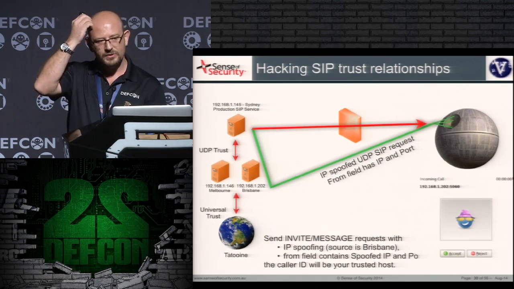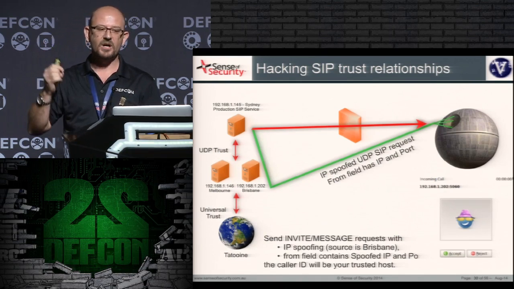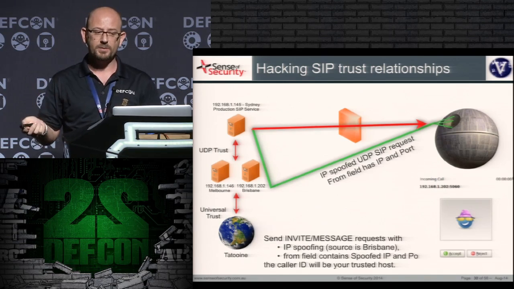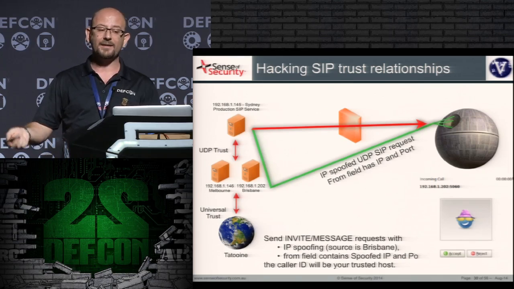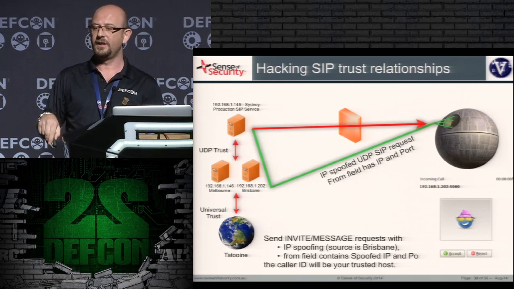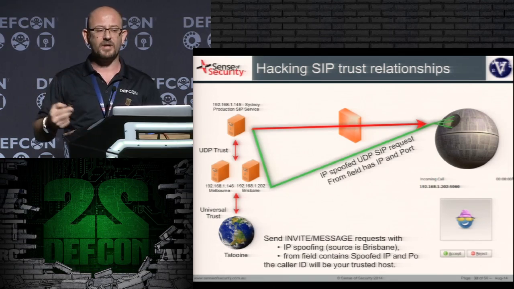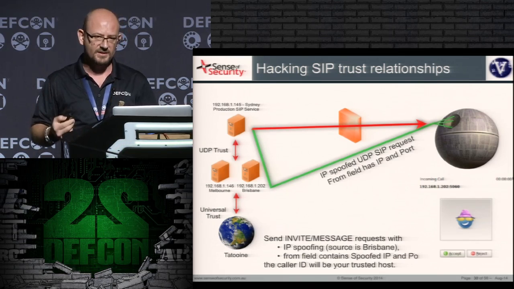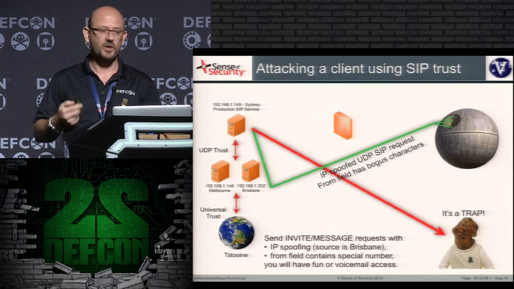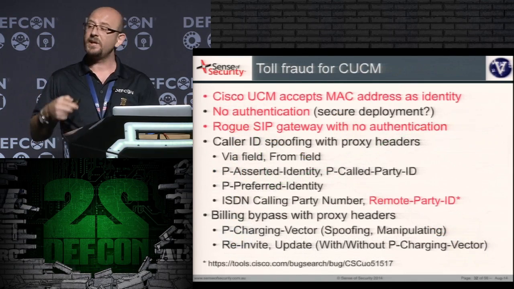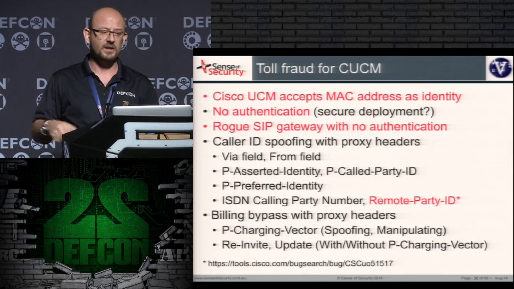Also, we can use hacking SIP trust relationships. We can use IP spoofing, we can get a communication. After that, we can add IP addresses in the from field to find which IP address and port pair is trusted. I demonstrated this last year, and we initiated a basic call. Also, we can attack mobile applications using this as well.